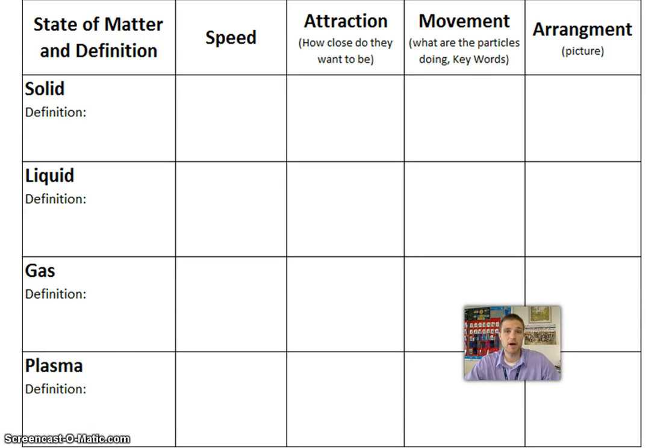Today we're speaking about solids, liquids, gases, and plasmas, or the four states of matter. In my classroom, I like to talk about this chart, or table. So if you have one of these, I'd go grab that, and if you don't, you might want to pause the video now to draw this quickly.